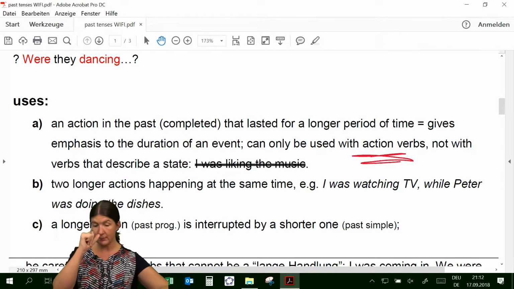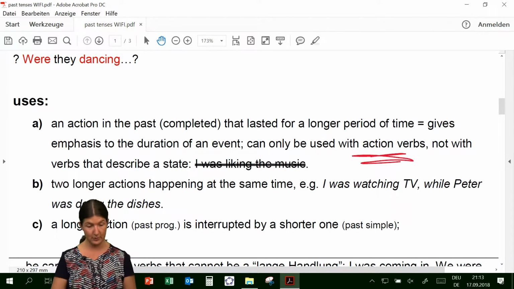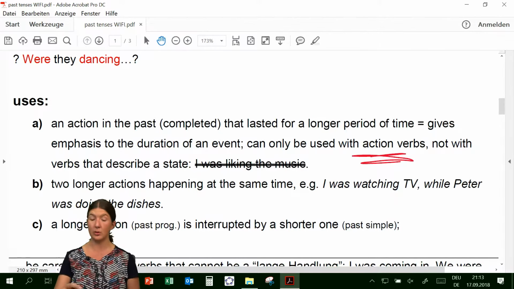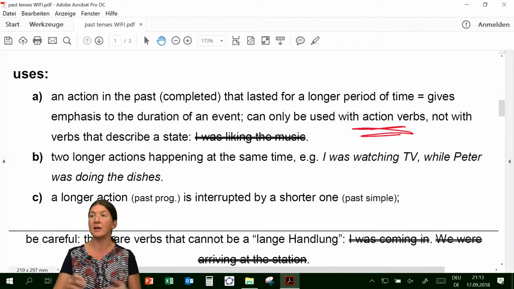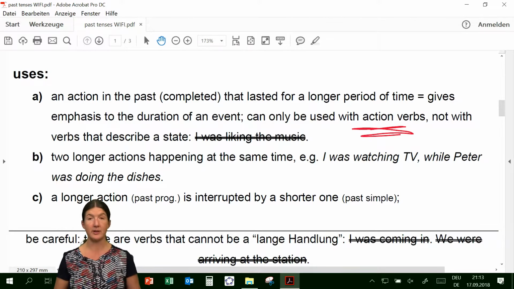Two longer actions happening at the same time. Now we are moving very much in textbook, school book realms, really. I was watching television while Peter was doing the dishes, so that's two longer actions. They take a while. They occur simultaneously, so you have two longer actions going, parallel actions kind of thing. It happens at the same time. You were watching television and Peter, good old Peter, was doing the dishes at the same time while you were watching television and relaxing. So it's two longer actions, both of them in the past progressive.